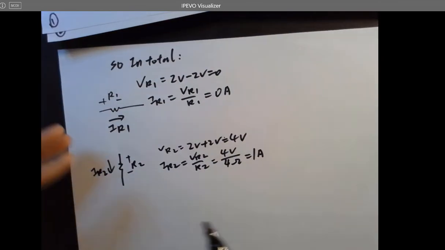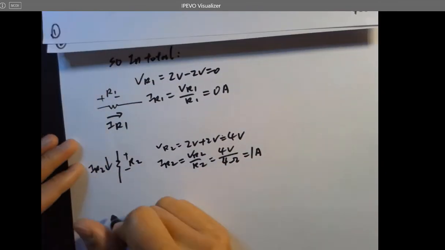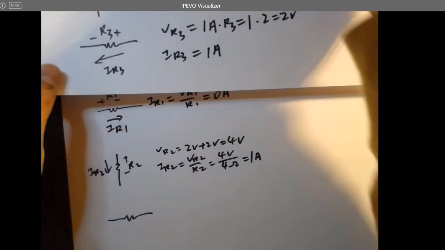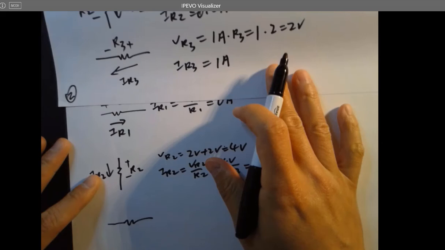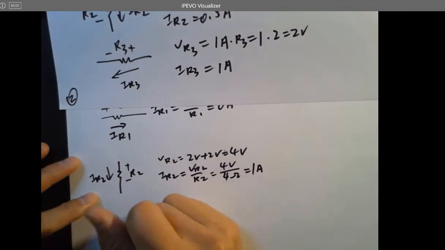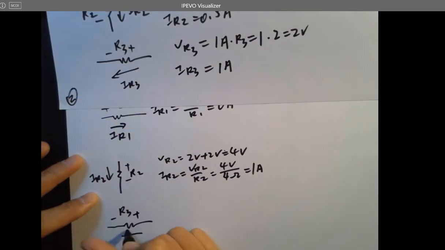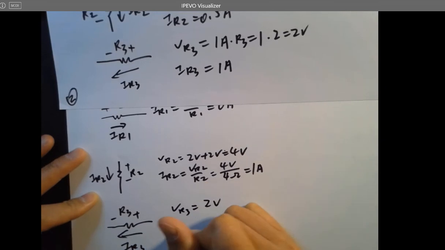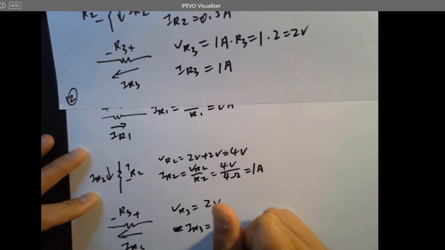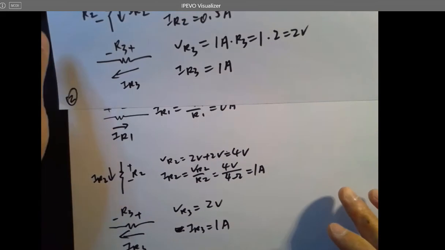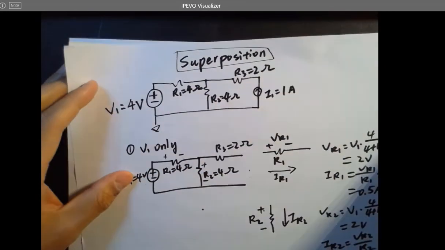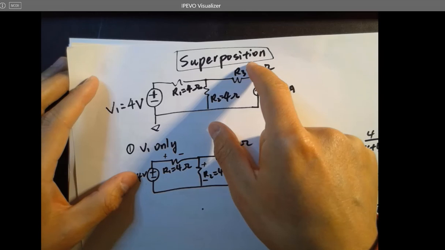And R3, since there's no contribution from V1 for R3, we can directly use whatever was calculated from I1 for I3. It doesn't matter which direction you want to define. Let's just copy it over to make things easier. So VR3 is 2 volts, IR3 is 1 amp. So that will be the final result for this circuit solved using the superposition method.